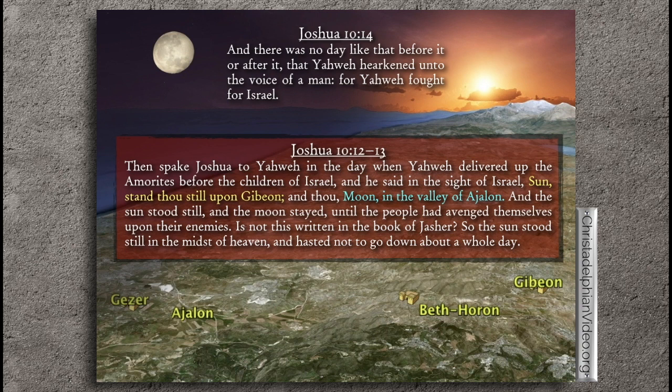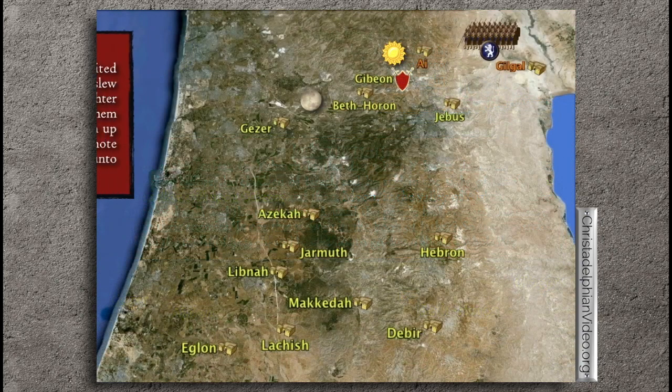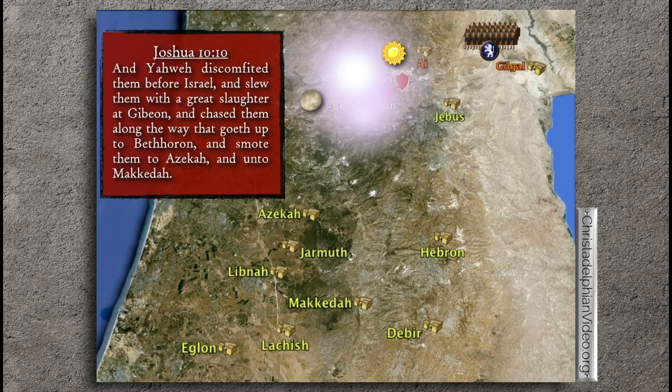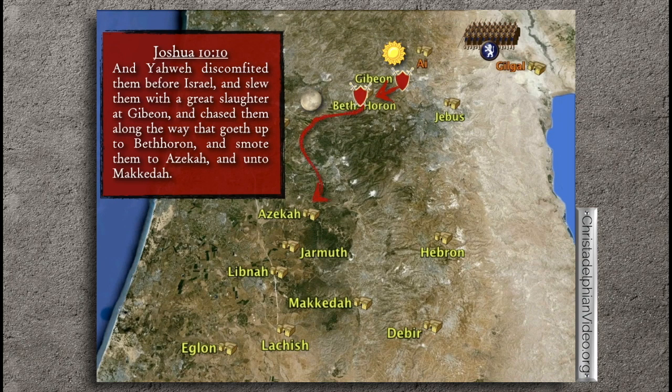And so we hear this, that never was it like this, that God answered the prayer of this man. And so the sun stays still while he finishes the job. And so what happens is, in Joshua chapter 10 and verse 10, he goes on from there and he discomfits Israel, or before Israel, all these nations, and he slays them with a great slaughter at Gibeon and chases them all the way down to Beth Horon, smote them to Azekah, and unto this place called Makkedah.